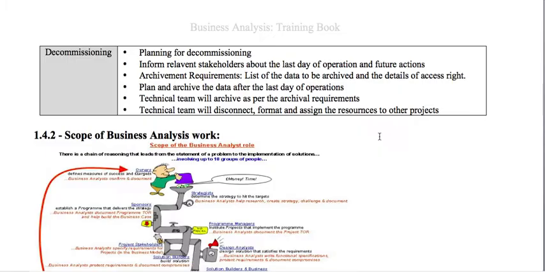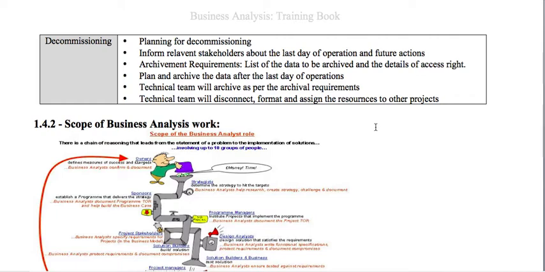Then we come to the last phase, decommissioning, and what your role is. Once it is decided that the project goes into the decommissioning or termination phase, your role will be as a business analyst planning for decommissioning. A huge amount of planning goes in; this itself is a big project depending on the size of the solution going into decommissioning, and depending on the complexity of the solution, right?